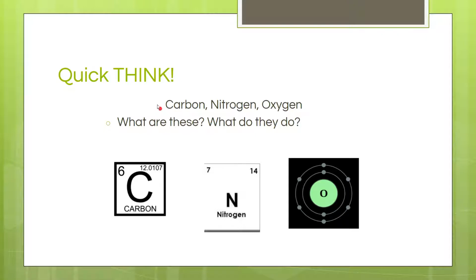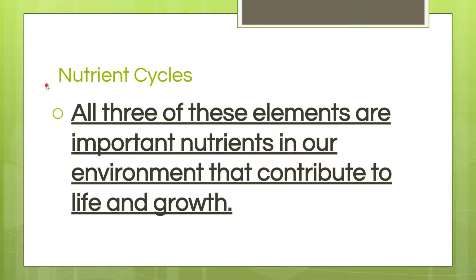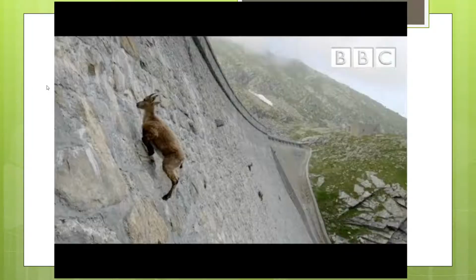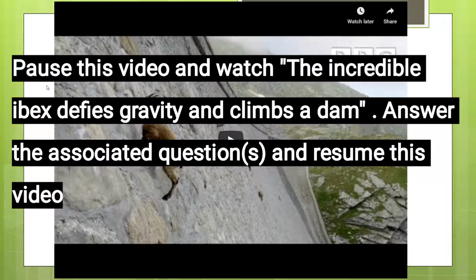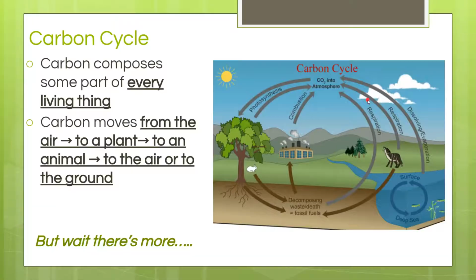Okay, quick, think. Carbon, nitrogen, oxygen. What are these three? What do they do? All three of these elements are important nutrients in our environment that contribute to life and to growth. I want you to watch this video about the importance of nutrients for this particular animal.